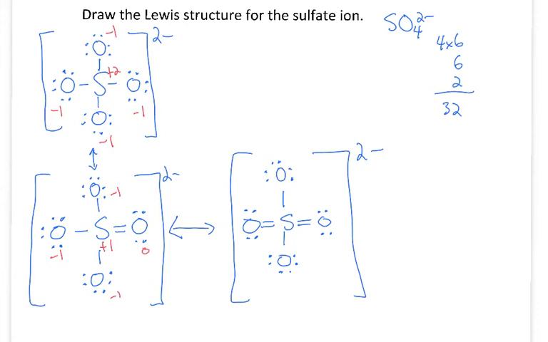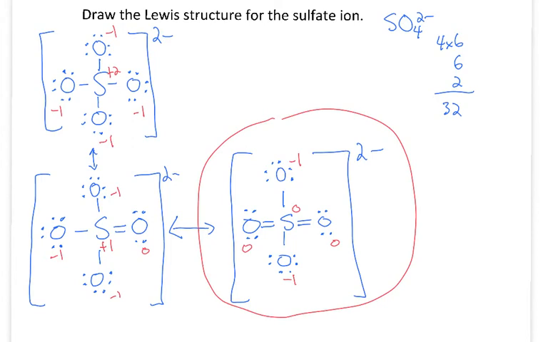All right, and now if I assign my formal charges, the single bonded oxygens are still going to be -1. My double bonded oxygens are going to have a formal charge of 0. And now when I look at the sulfur, 1, 2, 3, 4, 5, 6. And so now the formal charge on the sulfur is also 0. And so this is in fact the best resonance structure for the sulfate ion because it minimizes the formal charges.